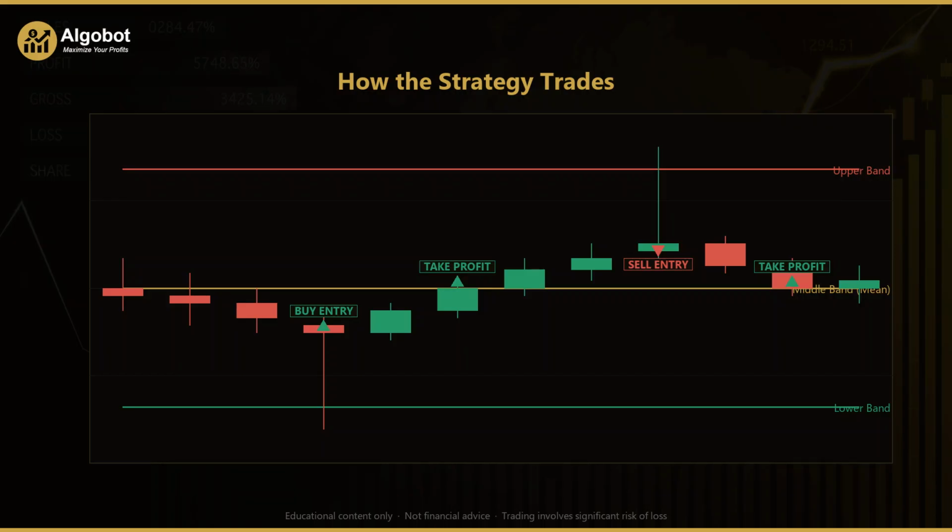Of course, not every pin bar leads to a clean reversion. Sometimes price pierces the rail and simply keeps going, which is why the stop is placed so close, and why the flat mean filter is there to keep the strategy out of trending conditions in the first place. This is an illustration of the logic, not a prediction of what any market will do next.